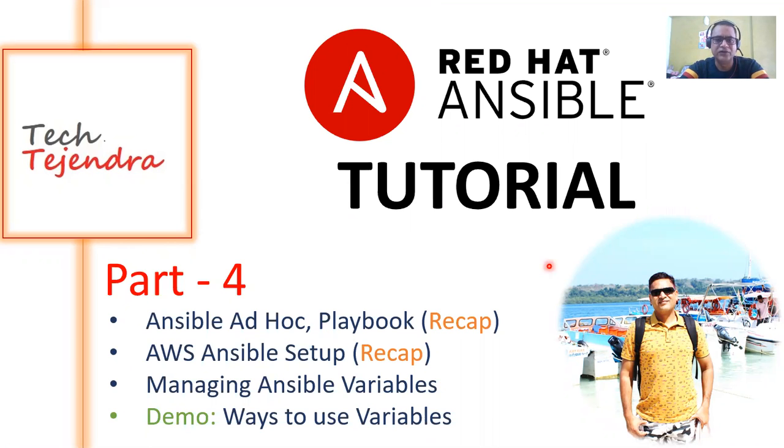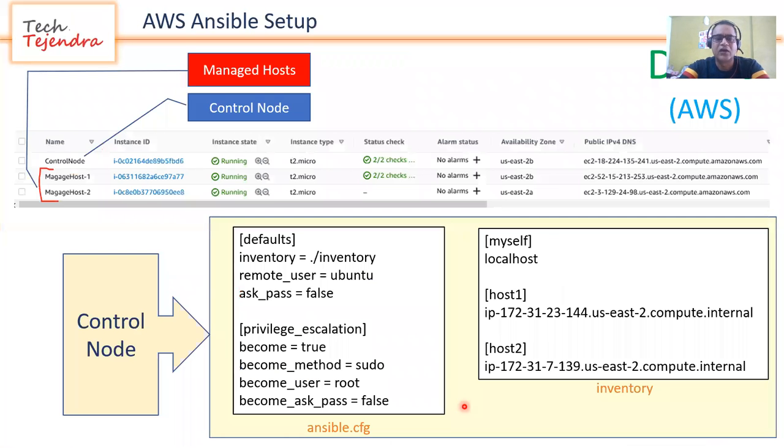And in this video, we will first do the recap of Ansible ad hoc and the playbook, which we have created in our previous videos. And then we will also see our AWS Ansible setup, which we have created for this tutorial series. Then we will understand managing Ansible variables. And then finally, we will do the demo of how we can use these variables. There are multiple ways to use these variables. So let's go ahead.